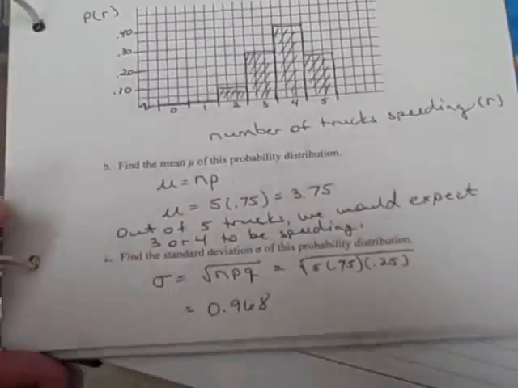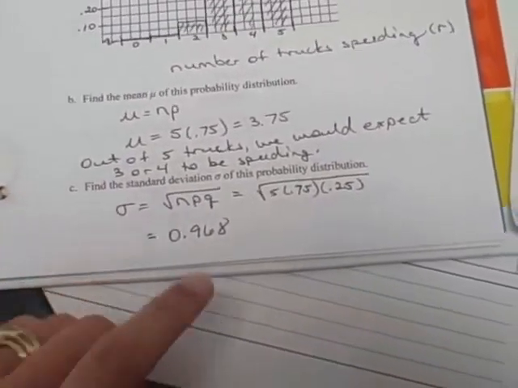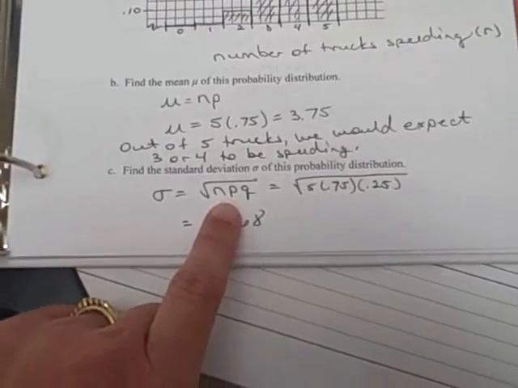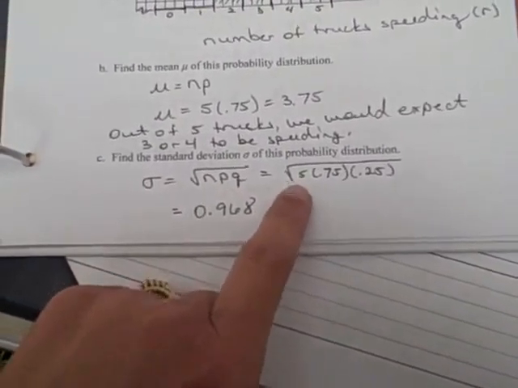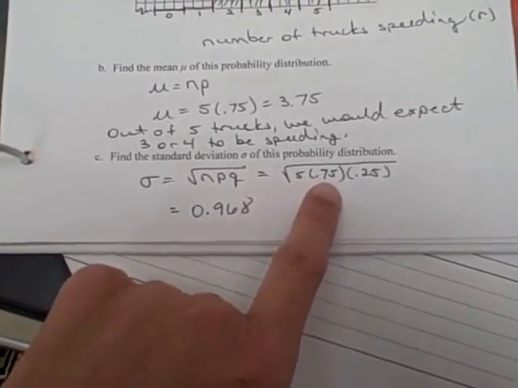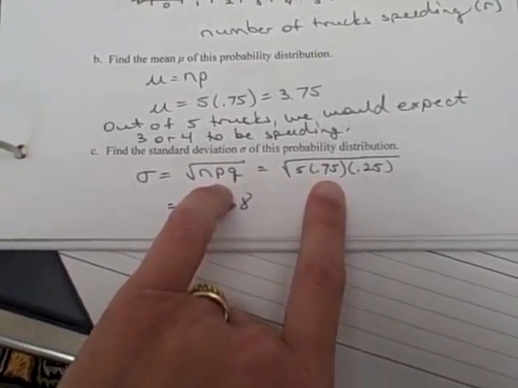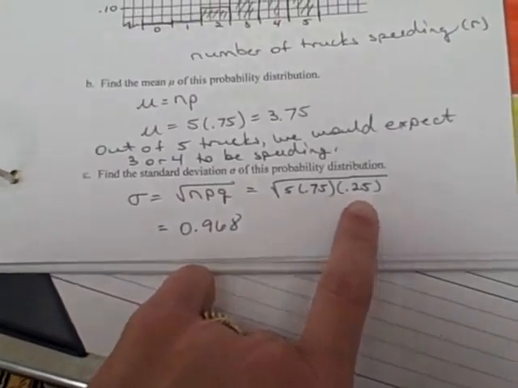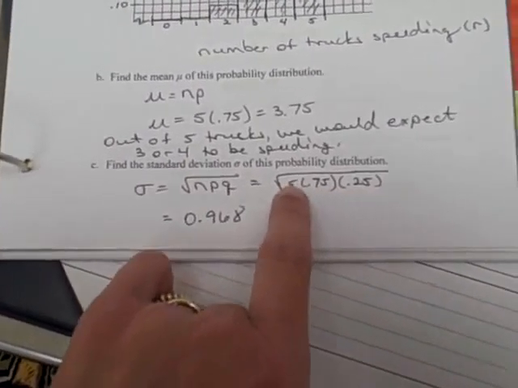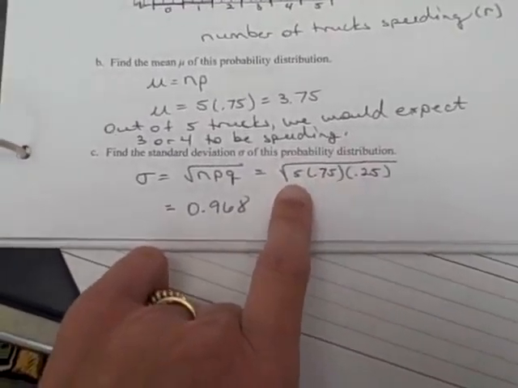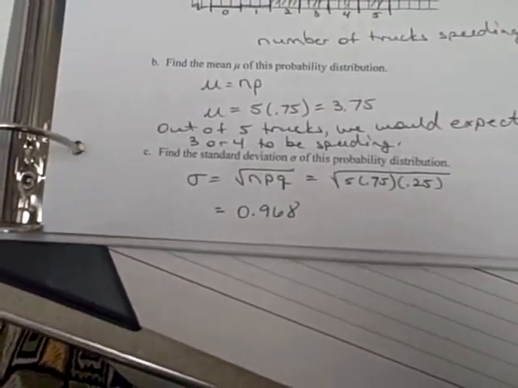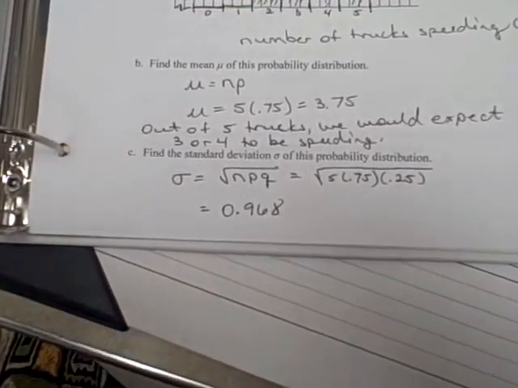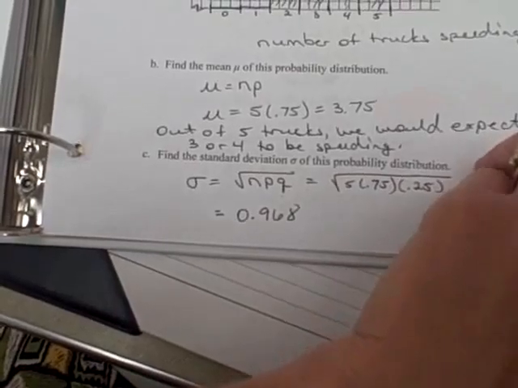Same thing on standard deviation. This is the binomial distribution, so we can use the easy formula: the square root of N times P times Q. Well, we have 5 trucks, so N is 5. The probability that it's speeding is 0.75. The probability that it's not speeding is 0.25. Multiply those together, take your square root, and you get 0.968. Certainly much easier than the formula that just works for any probability distribution.